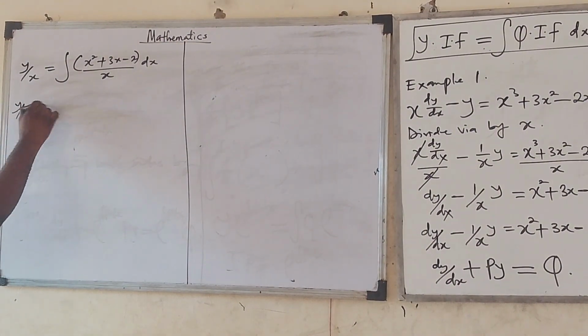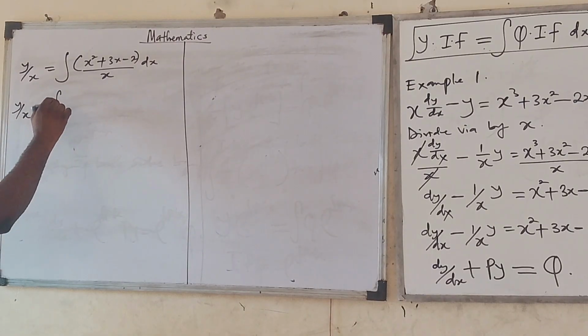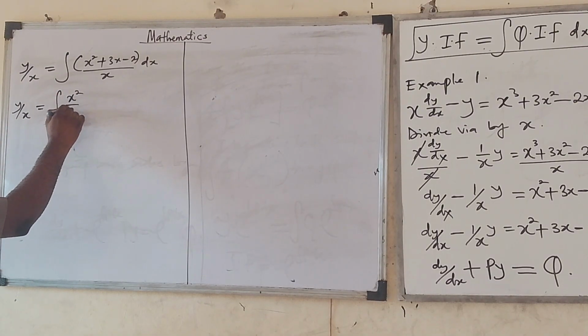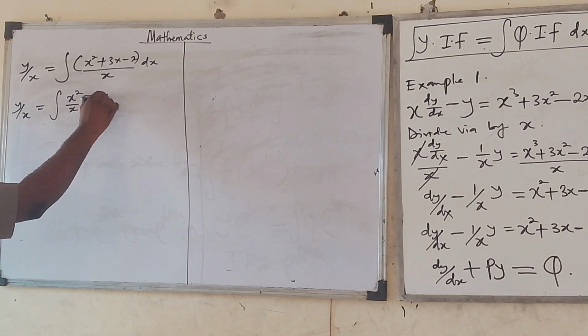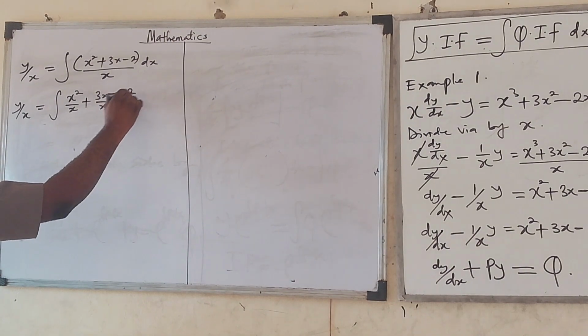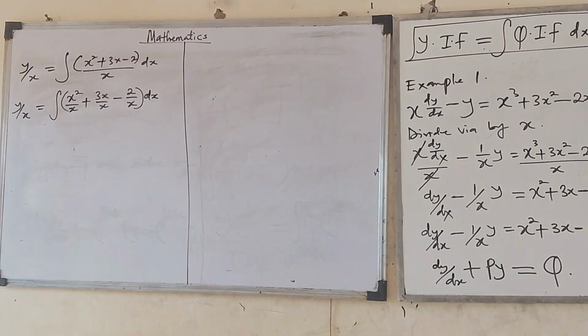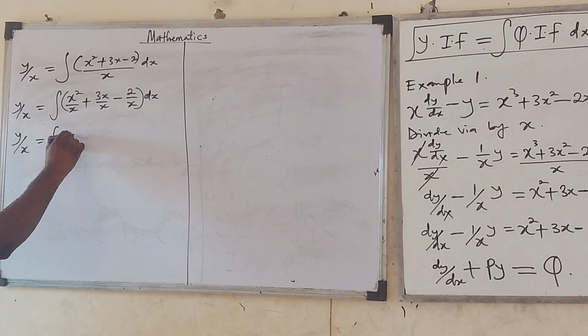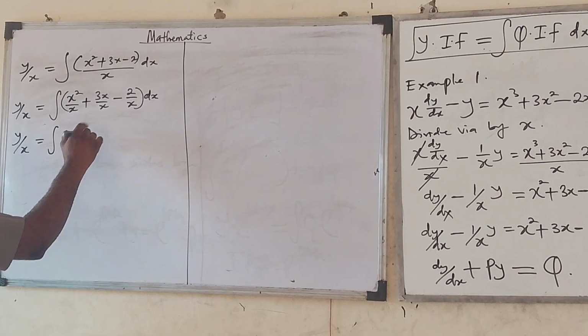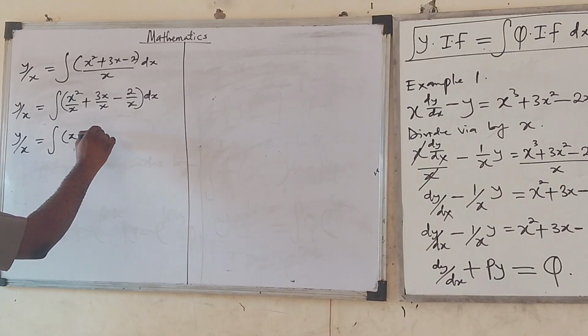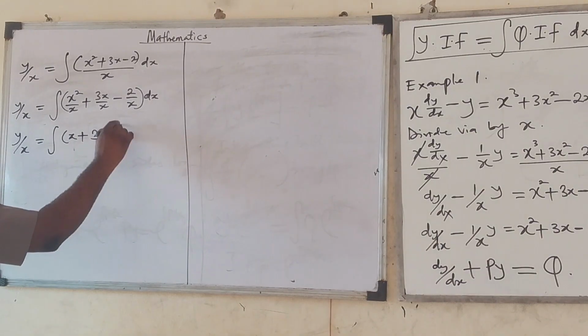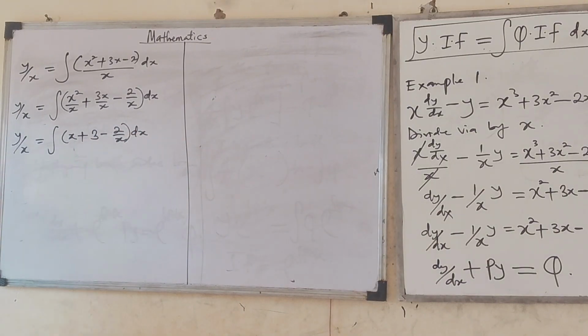Y all over x will be equal to the integral of x squared over x plus 3x over x minus 2 over x, dx. It means y all over x will be equal to the integral of x squared divided by x, which is x, plus 3x divided by x, which is 3, minus 2 all over x, dx.